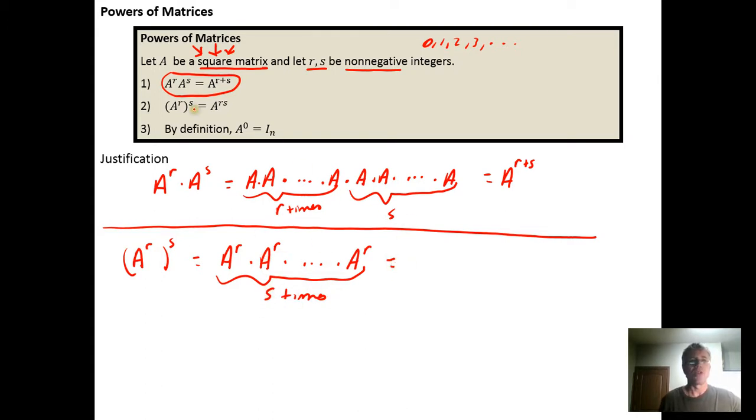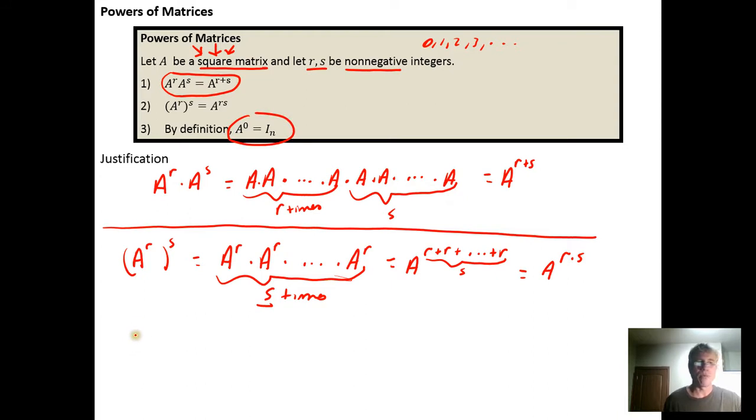And then, using property number 1, you would see that you would just get R plus R plus R plus ... plus R, but you would get S of them. And if you have S R's, then you count them just by using multiplication, R times S of them. And here, this should look similar to an exponent rule you already know.